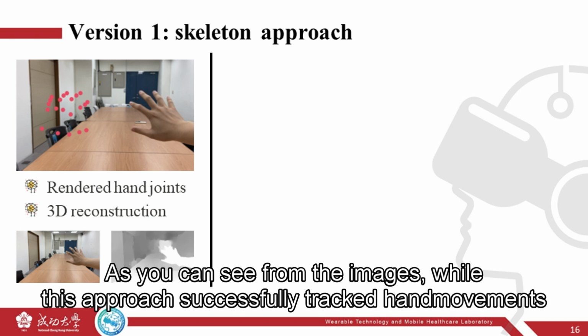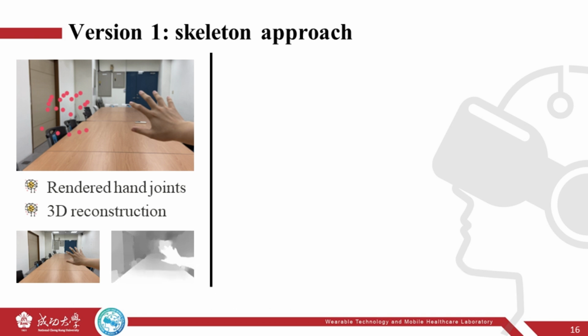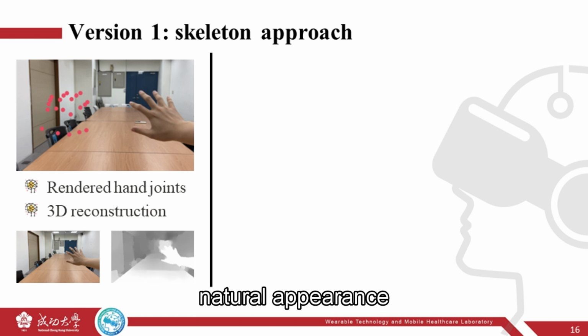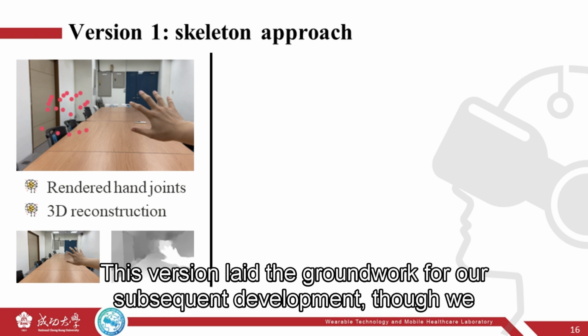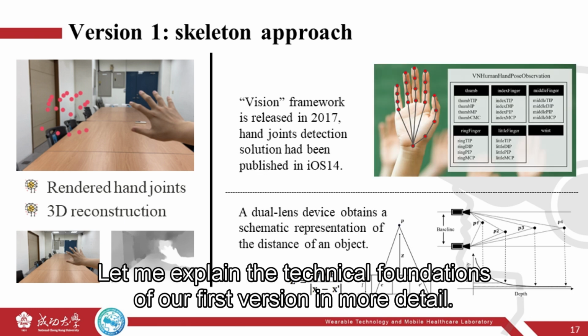As you can see from the images, while this approach successfully tracked hand movements and provided spatial understanding, the visualization was quite basic. The red dots represent the joint positions, but the system lacked the natural appearance of a real hand. This version laid the groundwork for our subsequent development, though we recognized the need for more realistic visualization to enhance the therapeutic experience. Let me explain the technical foundations of our first version in more detail.